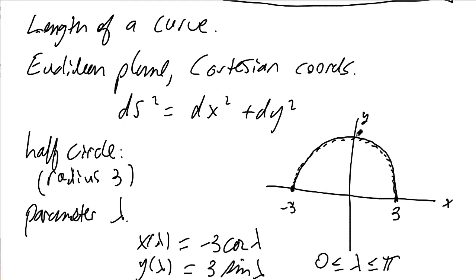Okay, now to compute the length of the curve, we just need to use the line element to find the distance between some point on the curve, let's call this the point lambda, and a nearby point lambda plus d lambda. Okay, once we know that distance, then we just sum up all those distances. In other words, we integrate.